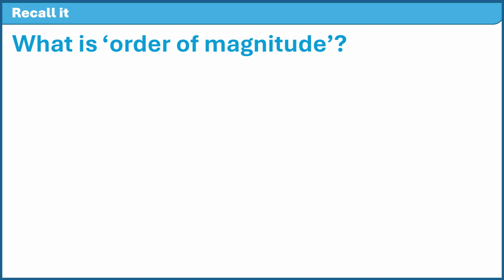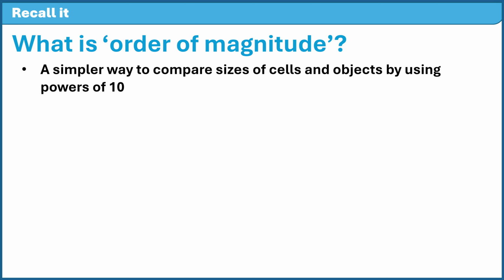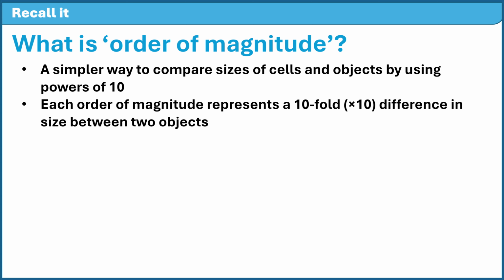So what exactly is order of magnitude? Think of it as biology's shortcut for comparing sizes. Instead of saying this cell is 5,327 times bigger than that one, which is long and confusing, we use orders of magnitude. It's a simpler way to compare the sizes of cells and objects by using powers of 10.